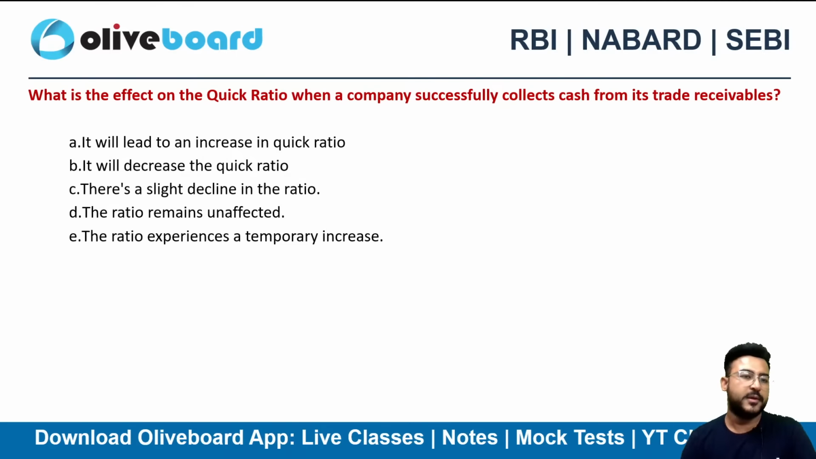Option D. What is the effect on the quick ratio when the company successfully collects cash from its trade receivable? A company is able to collect cash from the trade receivable. What will be the impact on the quick ratio?